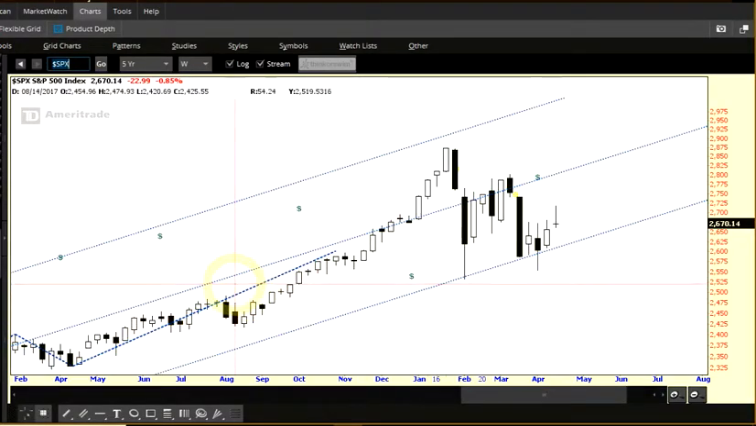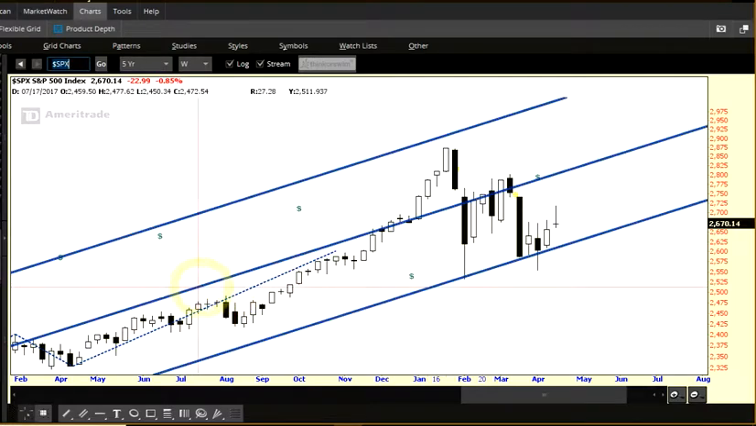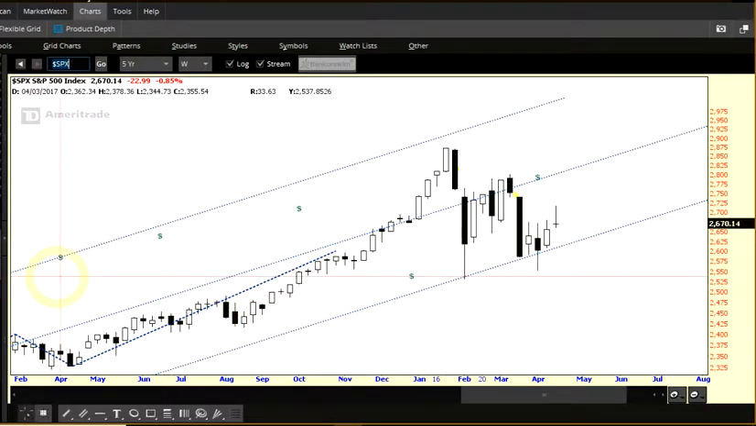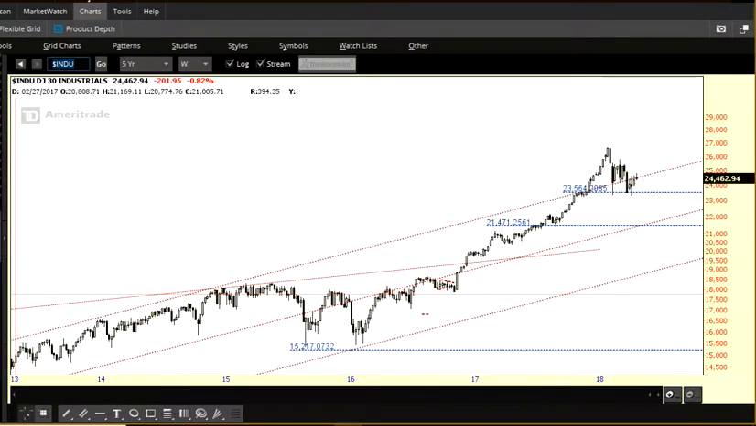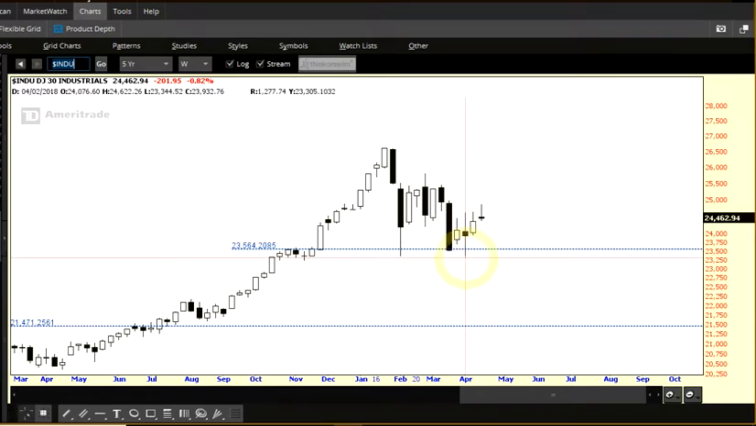All right, back to this. Let me go back to the Dow Jones. The reason I like the Dow Jones a little better is it made a lower low here, whereas the S&P did not. But you can see it still has that same topping tail.